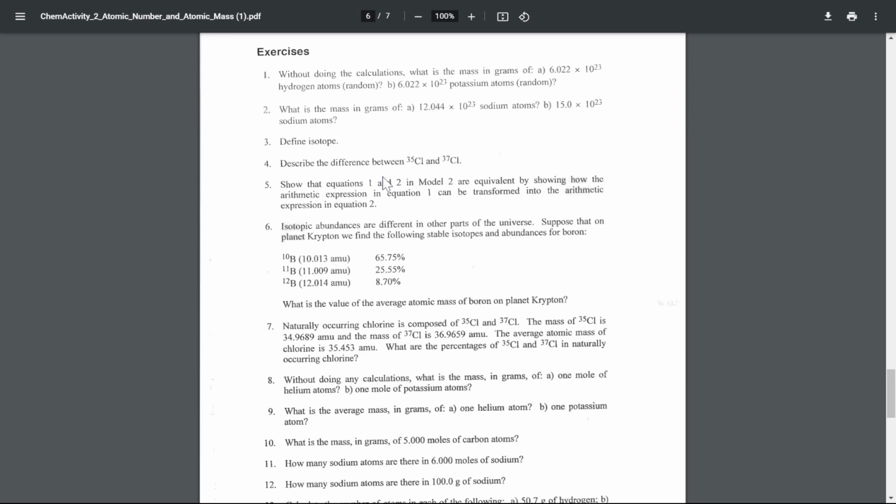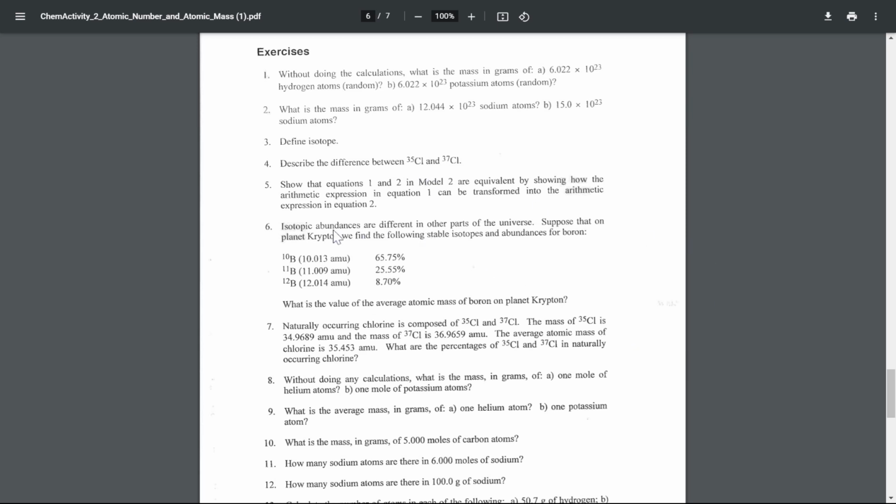And it also wants you to define isotopes, which we have done before. That is the same element, and the same element is always going to have the same amount of protons. What varies is the amount of neutrons. So the difference between these two chloride atoms right here is not the amount of protons, that is the same, but the amount of neutrons. We can see here that this atom right here will have 2 neutrons more than this one.